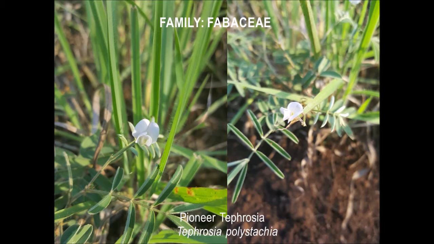From the Fabaceae, the pioneer Tephrosia polystachya. It has very characteristic compound leaves, which are quite narrow and come out at right angles from the stem, with 3 leaflets at the tip, typical of this plant. So it's got quite a characteristic shape for Tephrosia. Most Tephrosias are actually a pinkish or reddish color. This one's white.